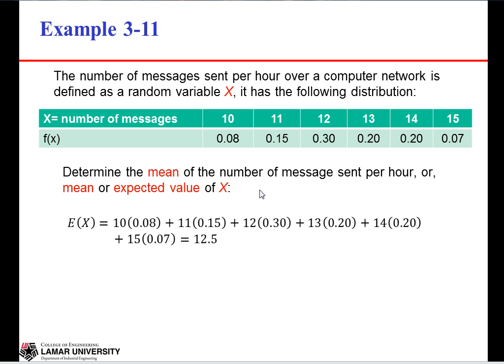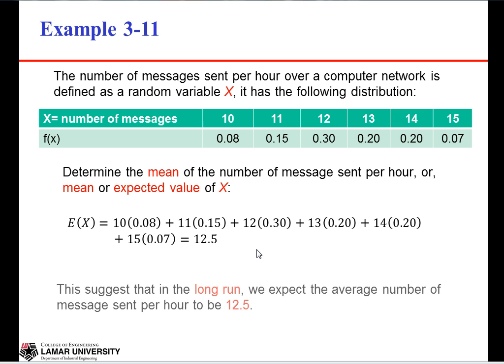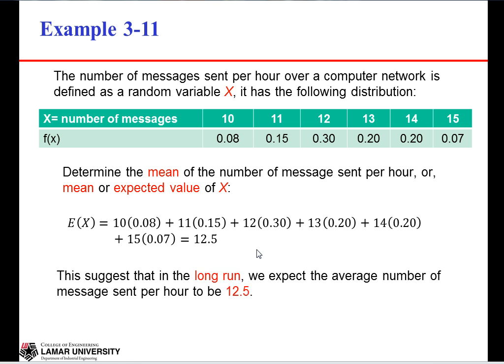To do that, we simply use each individual possible value of x multiplied by the corresponding probability mass function evaluated at that value, and do the summation for all the possible values of x. So you will end up with the expected value equal to 12.5. What that suggests is that in the long run, we expect the average number of messages sent per hour to be 12.5.